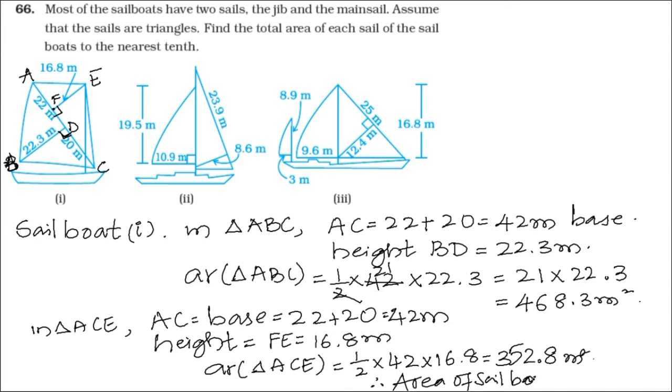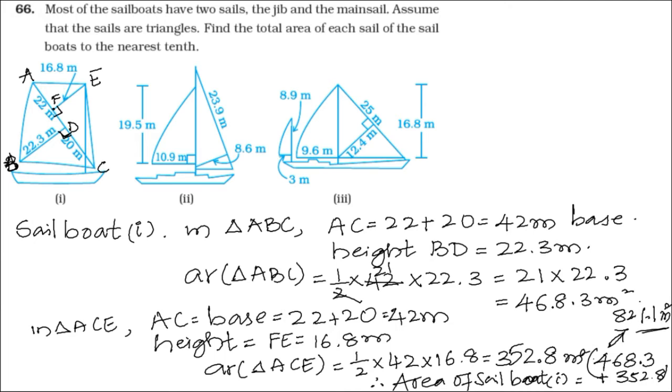Therefore, the area of sailboat 1 is the sum 468.3 to be added to 352.8, and this particular sum will be equal to 821.1 square meters.